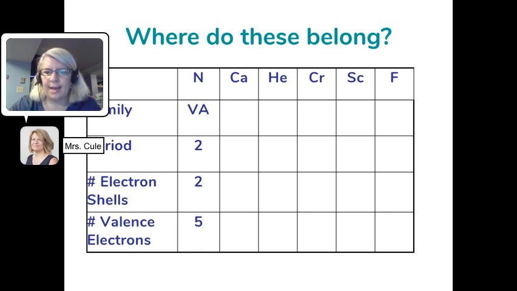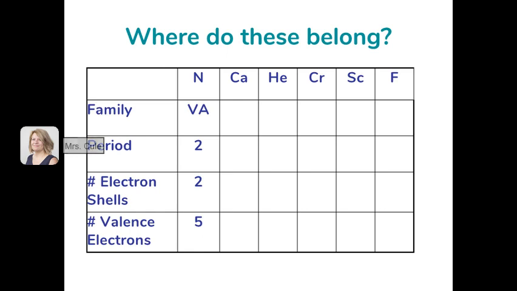So let's take a look at some of the elements and just practice a little bit identifying the group and period number that they are associated with. I've done the first one for you. So the family or group, we should really have that word group in there too. Family or group for nitrogen is group 5A, VA. Remember, we're using Roman numerals for the group number. It is in the second period, and that means it has 2 electron shells. The number of valence electrons is associated with the family. So those 2 are connected to one another.